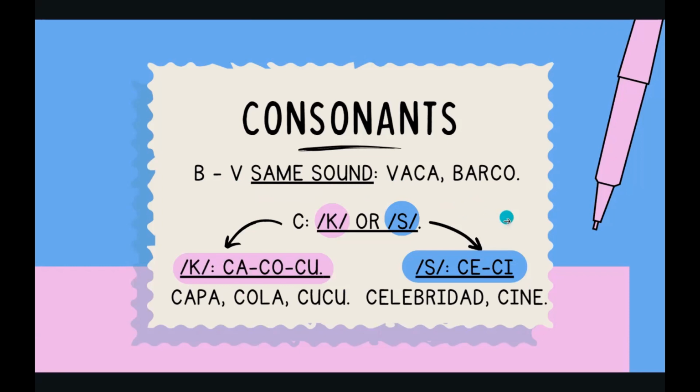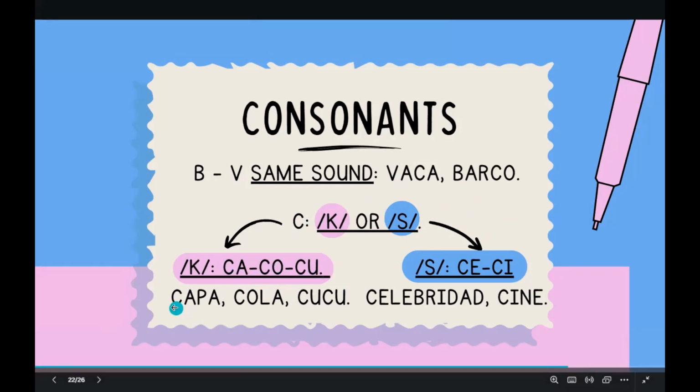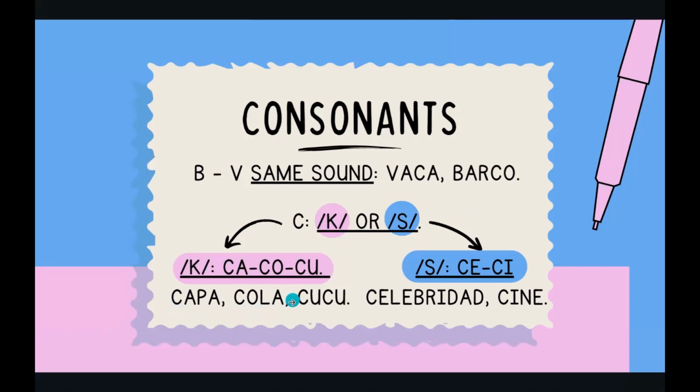So yeah, that's it. Then we have the consonant C, which is a special case, basically because the letter C has two different sounds. C can be like K, or S. It's going to behave as a K phoneme whenever it's followed by the vowels A, O, or U. So we have ka, ko, ku, as seen in the words capa, cola, and cuco.